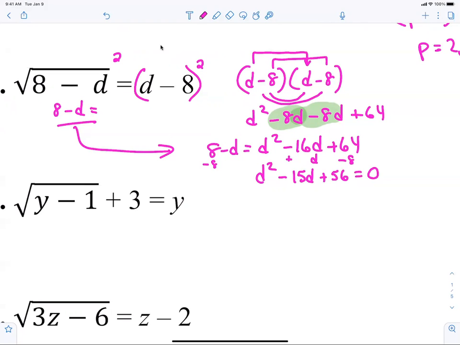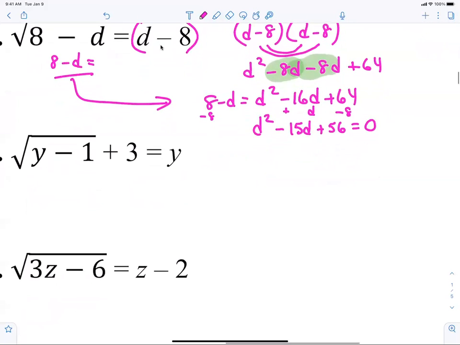So now factor that. What does that become? Close. Forget I said. No, that's not bad. Oh, wait, 7 and 8. 7 and 8 makes 15. So this is d, and it would be what? Negative, both are negative, -7, -8. That is correct. So now my answer here is d equals 7 and d equals 8.